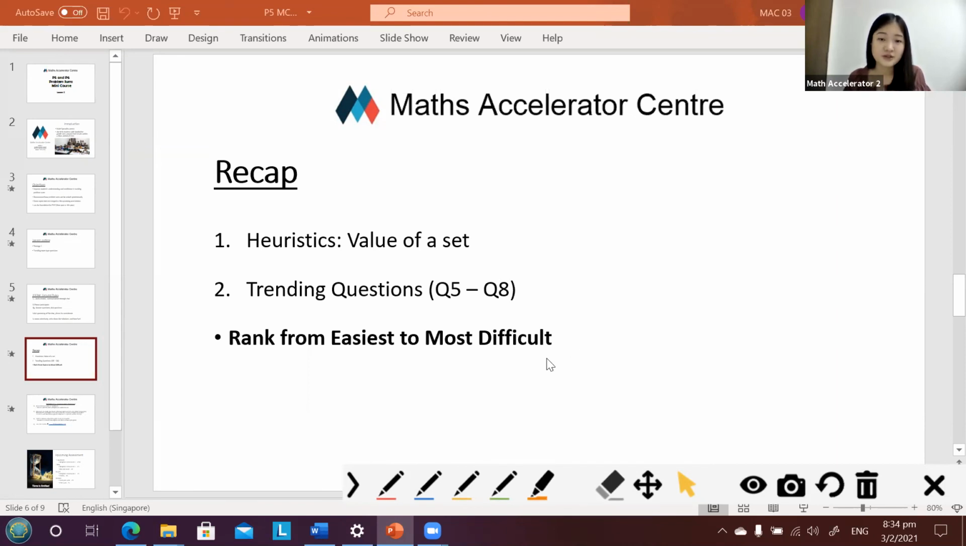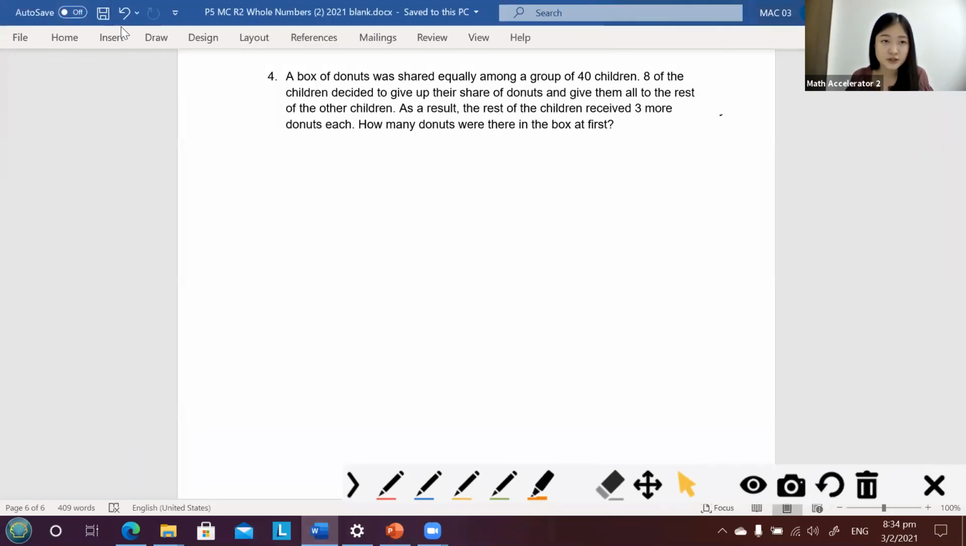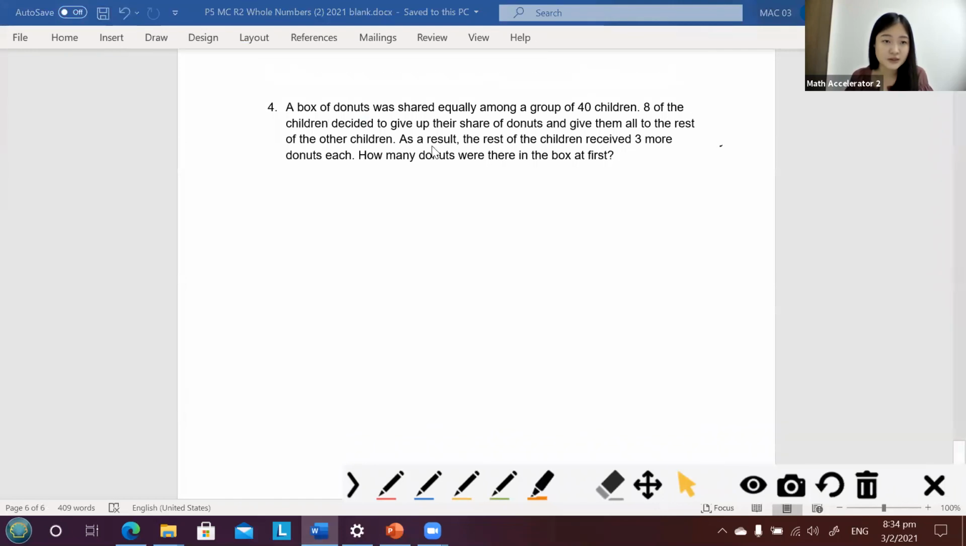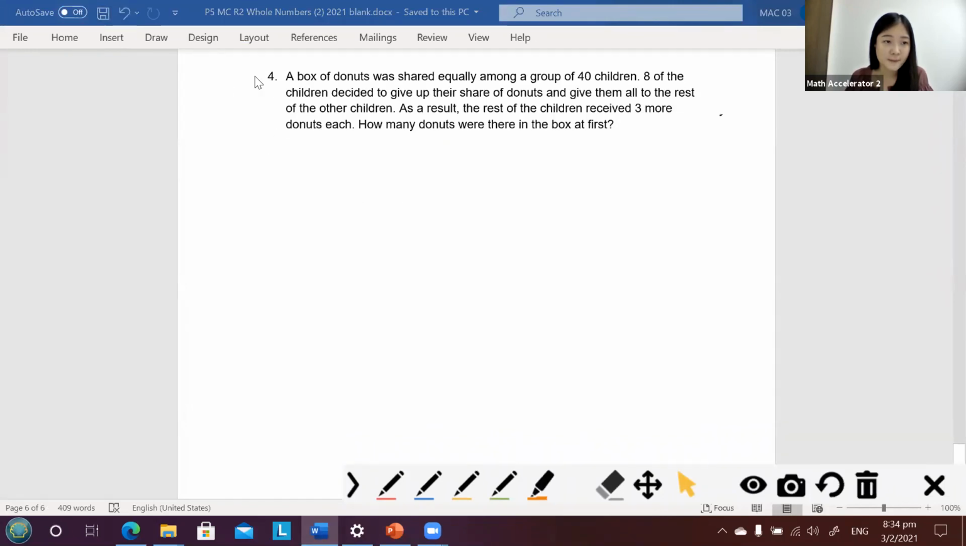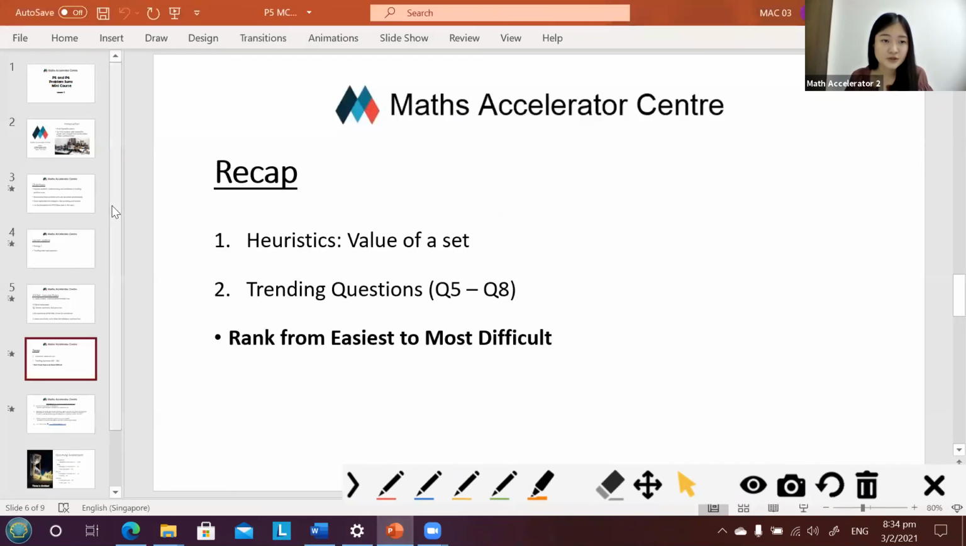So 8. So it's a redistribution question, the one on donuts. I see a lot of you saying that 8 is quite difficult, which is the donuts question. Is it? This one. If you don't understand, it's most likely because you're not exposed to this type of heuristics.